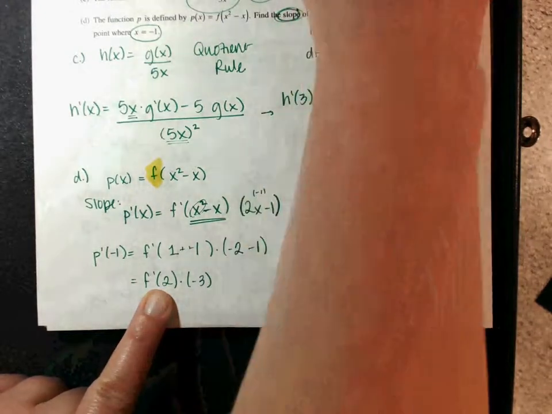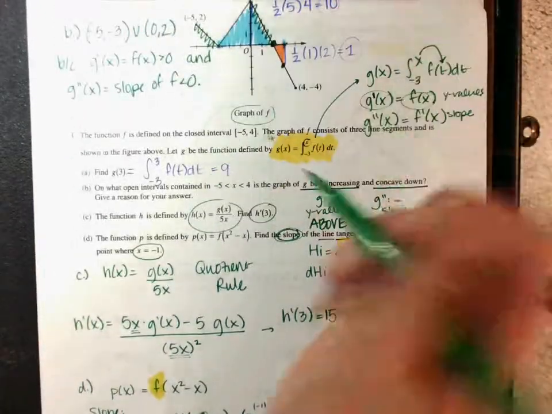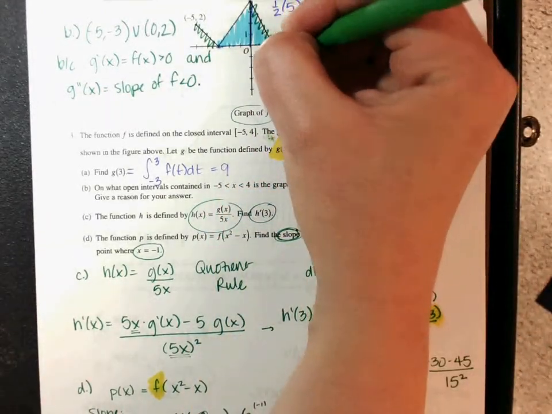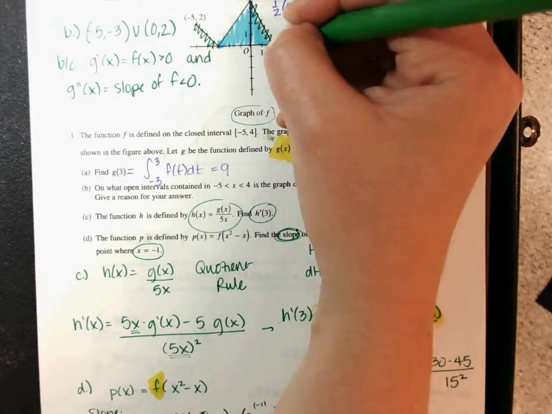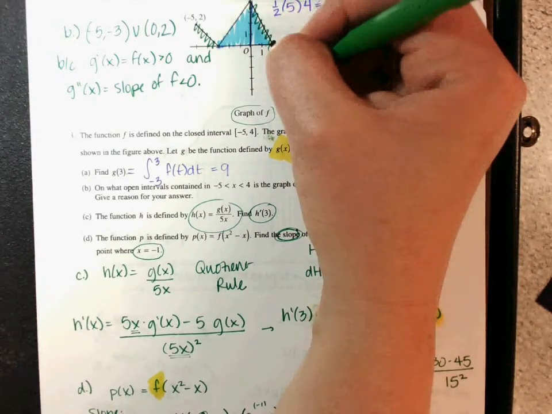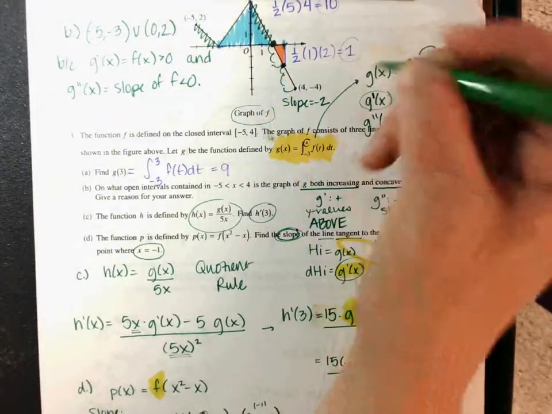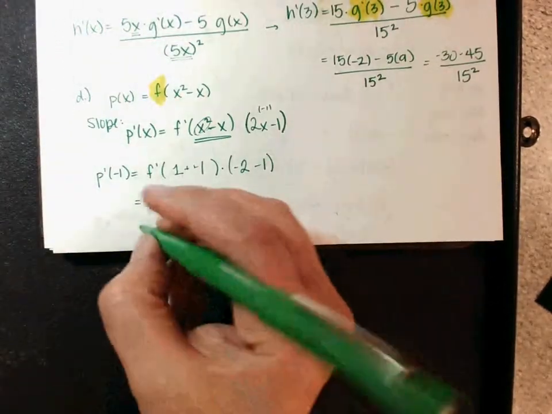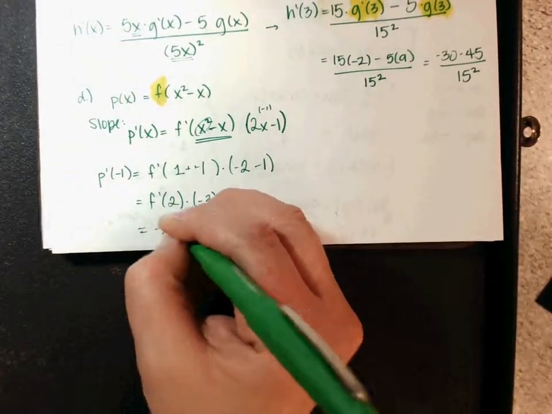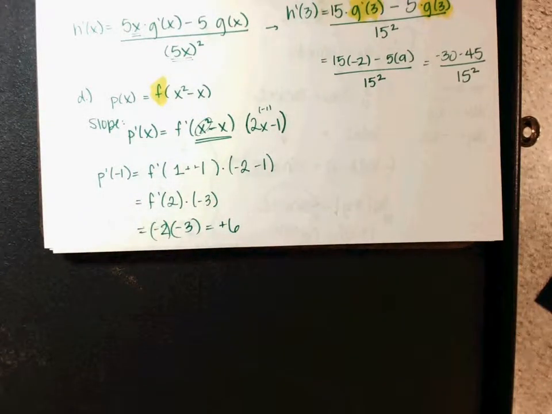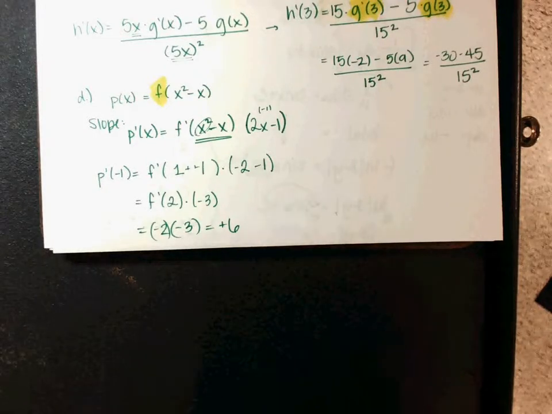This is already a graph of f. So if I want f prime, that's going to be the slope of the graph at 2. So if I'm looking right here, I need to count the rise over run. So I can see that if I go down 2 over 1, down 2 over 1, my slope is a negative 2. And that's what I'm going to use for my f prime value here. So if it's negative 2 times negative 3, that'd be positive 6. And that, my friend, would be your answer. Okay, go ahead and turn the page.